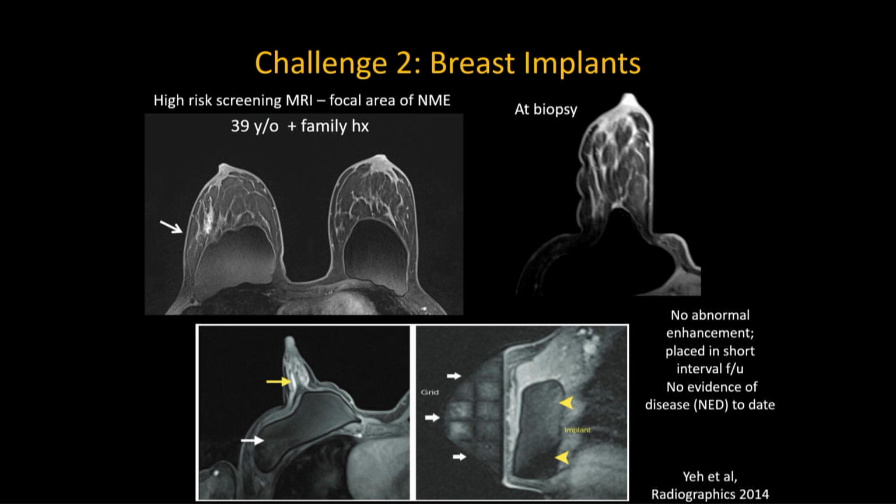This is our second challenging case, breast implants. So this is a high-risk screening MRI, focal area of NME, in a 39-year-old woman with a family history. You can see on day of biopsy, the breast implant is pushed out of the way, but there's actually no abnormal enhancement. This was placed in short interval follow-up, and there's no evidence of disease to date. But the point of this image is actually to demonstrate how we move the implant out of the way.